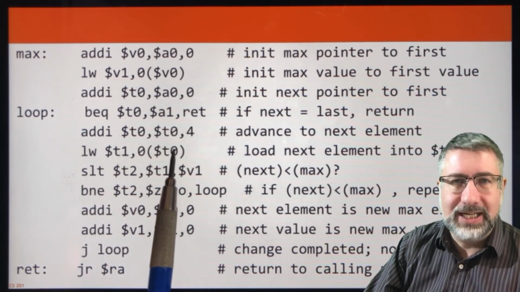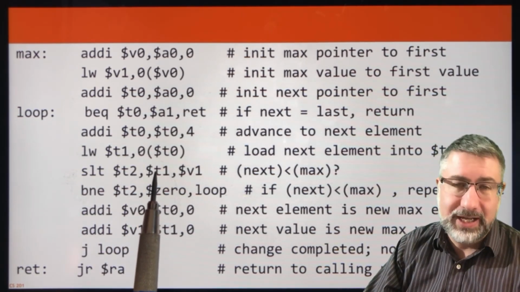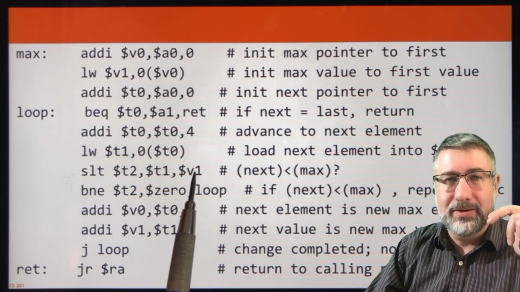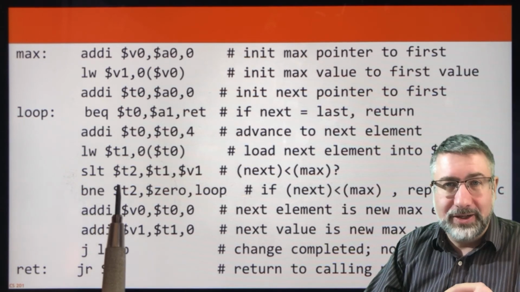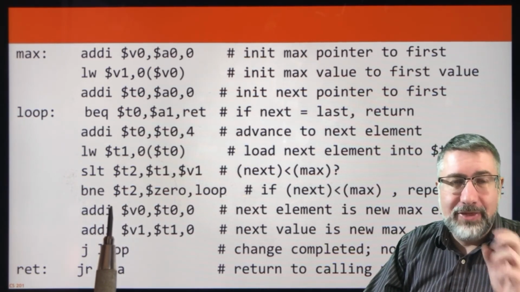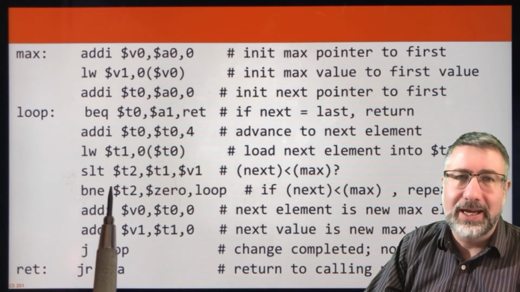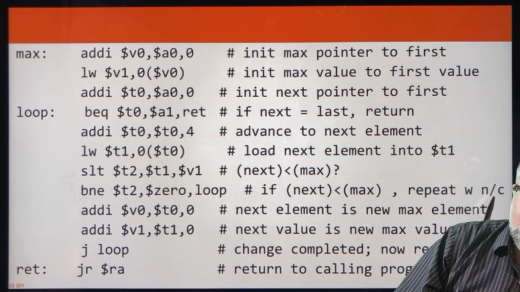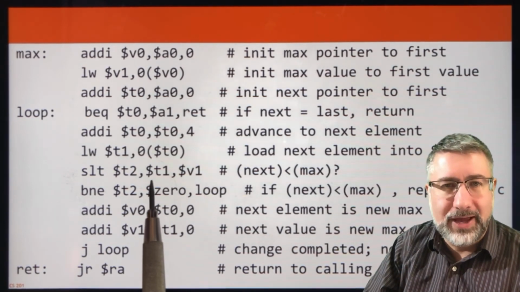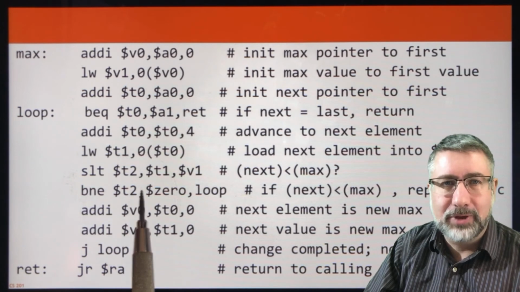Then I'm going to load the next element, and I'm going to set T2 if T1, which is my next value that I'm looking at, is less than my max. If it is, then I'm going to repeat with the next value with no change. If it isn't less than, which means it's greater than, then I'm going to set that as my new value.